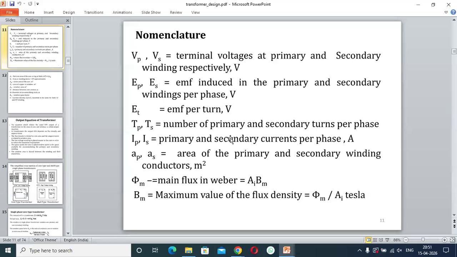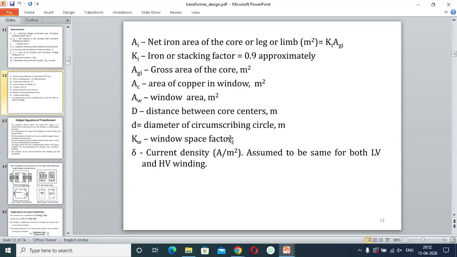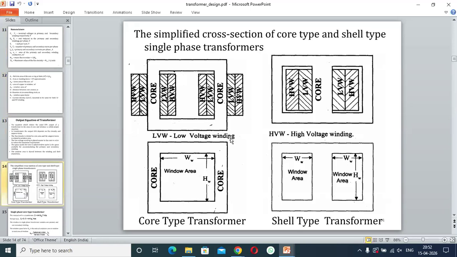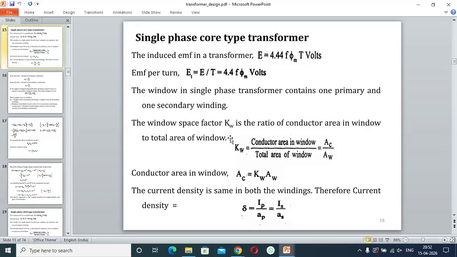What will be the window? How big will its cross sectional area be? These all things will be decided based upon its rating. So already we have gone through all the nomenclature in the last class, and we understand how this nomenclature works, and how this window area helps in designing the various factors in core type and shell type. And then we started how this single phase core type transformer can be designed.